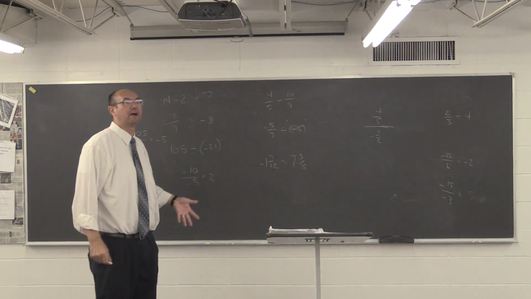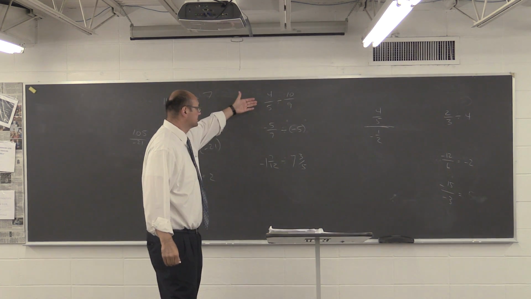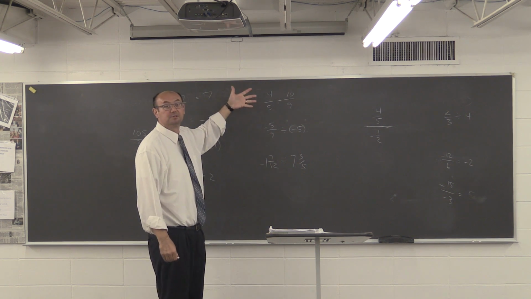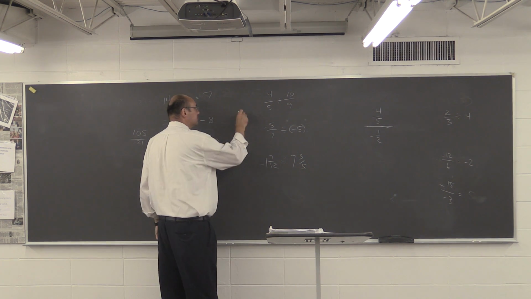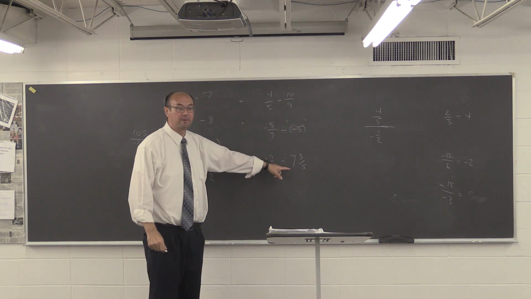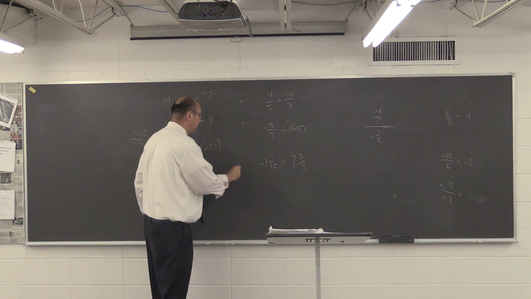Let's mess around with some fractions just as a review. This is going to be a positive answer. What's a negative divided by a negative? It's going to be a positive answer. So this will be positive, this will be positive. Oh, this is a negative divided by a positive. So this will be a negative, all right?